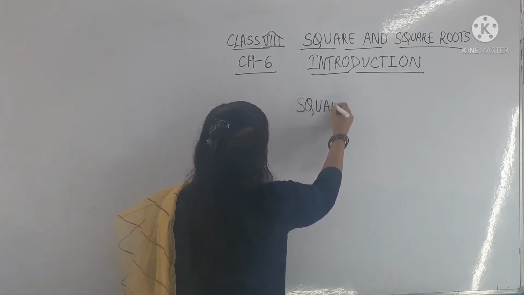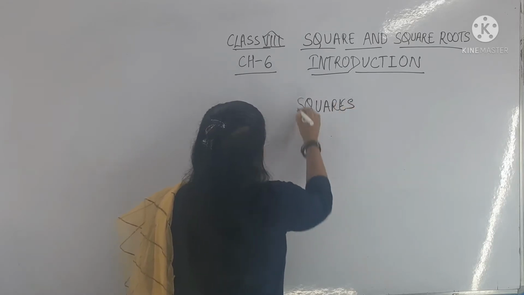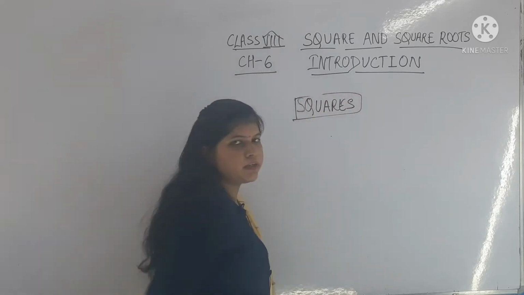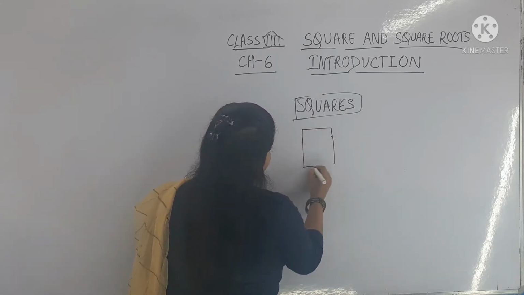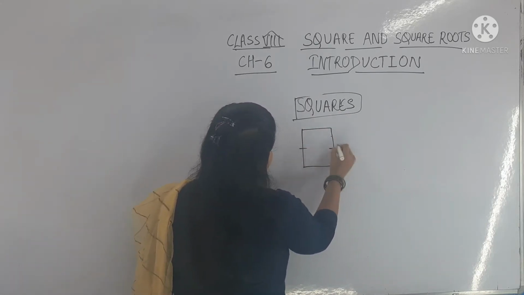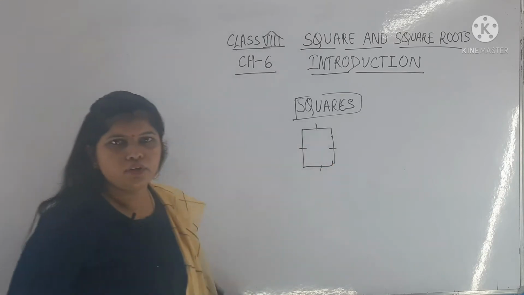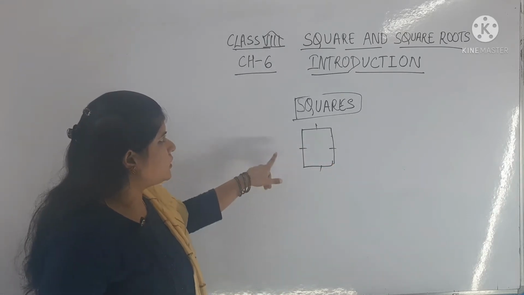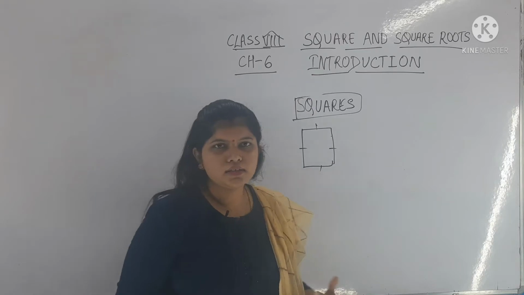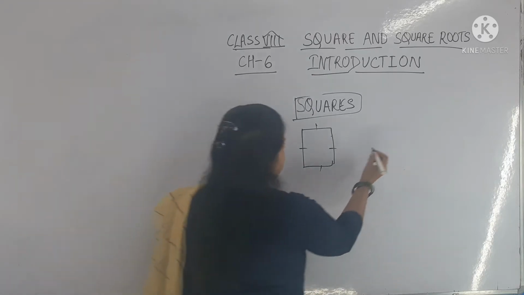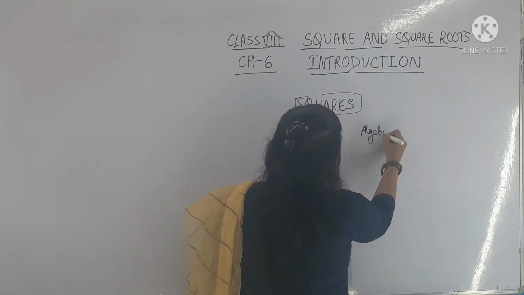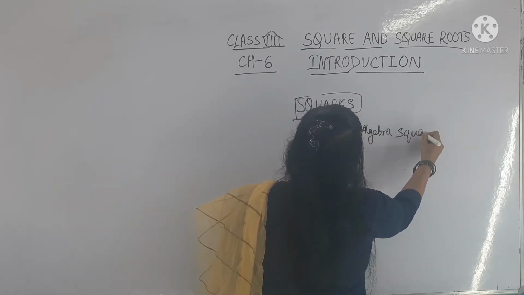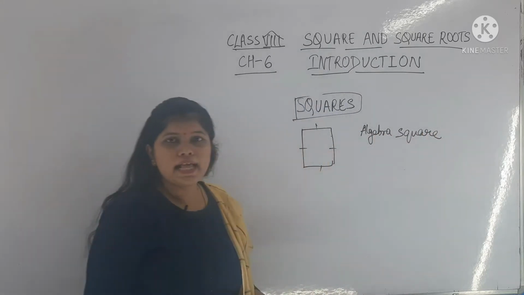Squares, we know squares in geometry. Okay, a square is like this, all four sides are equal. But here, squares and square roots are talking about the algebra square.